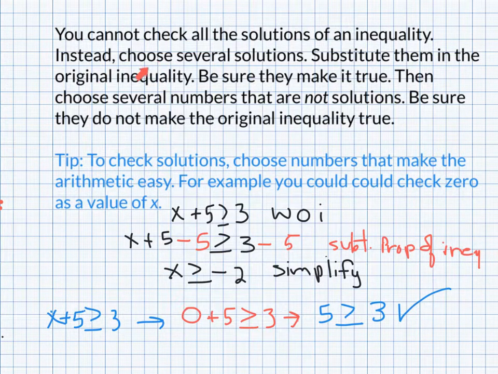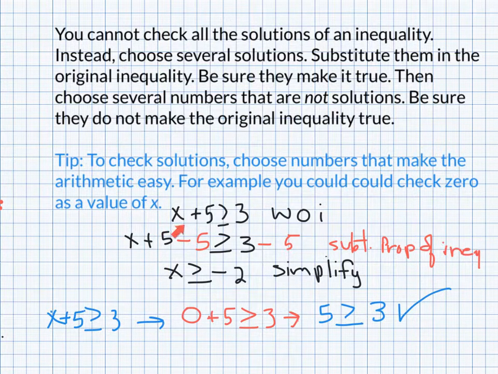So instead, it's good to choose a couple of solutions, substitute them in the original inequality, make sure they make it true, and then choose several numbers that are not solutions and be sure they do not make the original inequality true. So a tip here, to check solutions, choose numbers that make the arithmetic easy. For example, you could check 0 as a value of x.